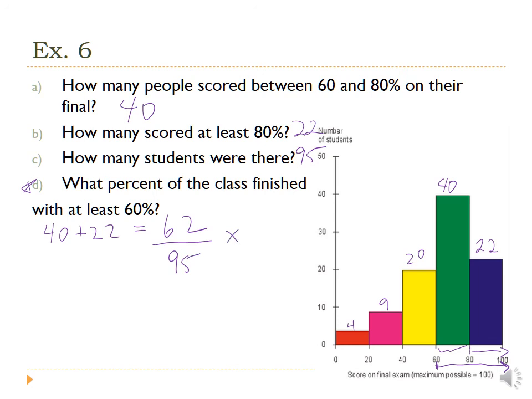Don't get confused with the pie chart. This is not a circle, so we're not going to multiply by 360. When you're finding a percentage, always multiply by 100. So take out your calculator, 62 divided by 95 times 100. We'll round to 1 decimal place. 65.3%.